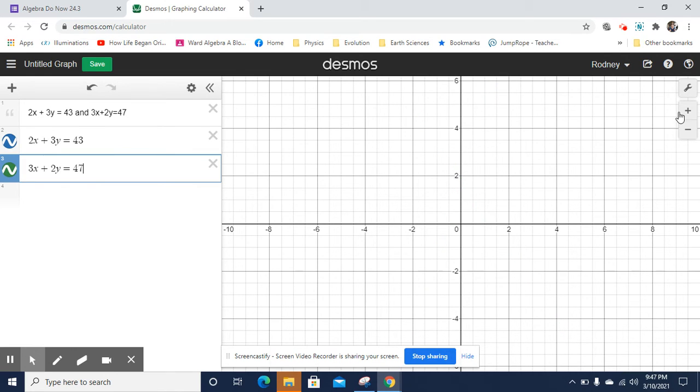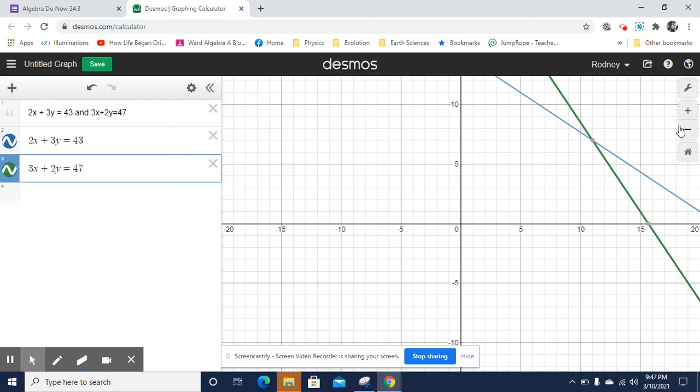And where are the graphs? Well, zoom out and you'll see them. There they are. And let's see, the green one is your friend's purchases, and the blue one is your purchases. And they intersect at the point 11, 7. Okay? And we're going to label that point.